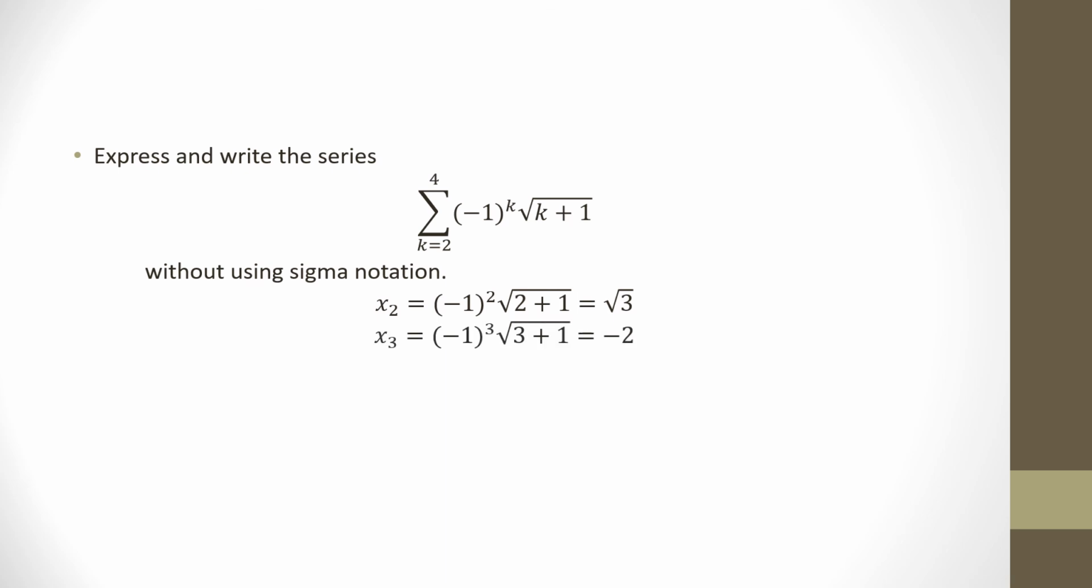Okay? X of 3 is equal to negative 1 cube square root of 3 plus 1. So, negative 1 cube is negative 1. And square root of 4 is positive 2. So, 2 times negative 1 is negative 2. Next, x of 4 is equal to negative 1 raised to 4. Square root of 4 plus 1. So, negative 1 raised to an even number is always positive. So, negative 1 raised to an even number 4, that will become positive 1. And then, square root of 5 times 1 is square root of 5. Still, square root of 5.